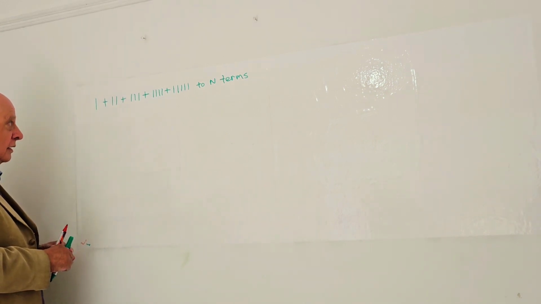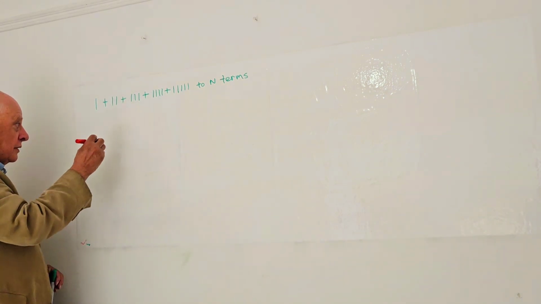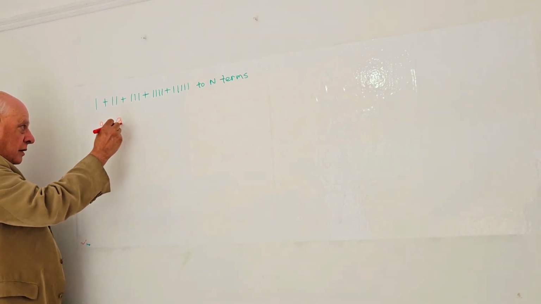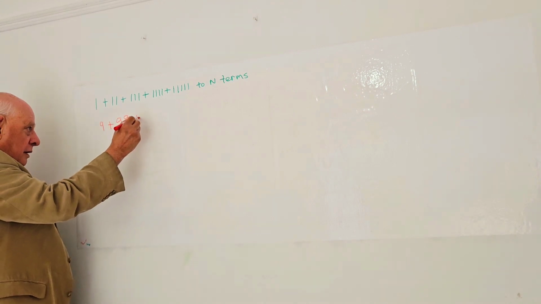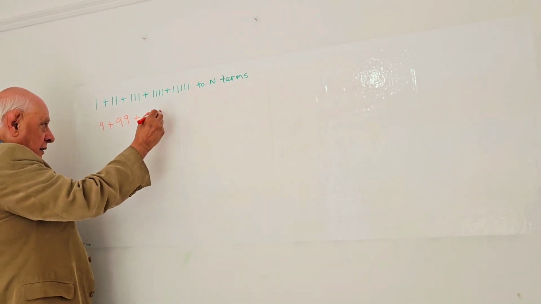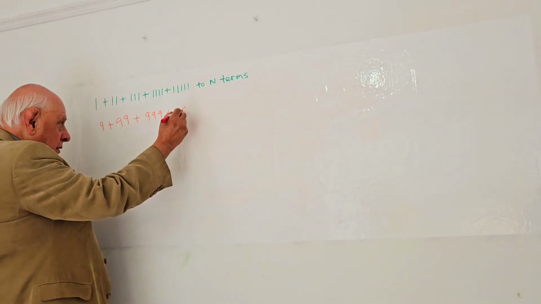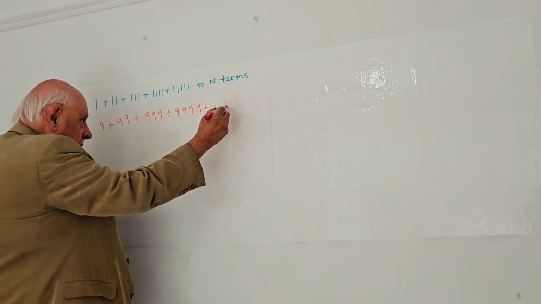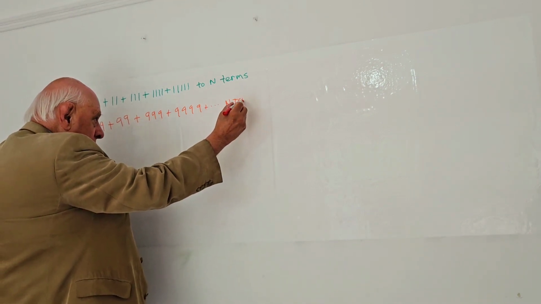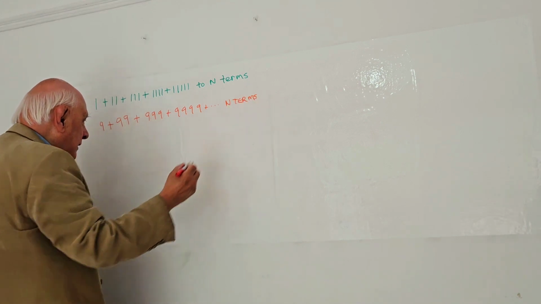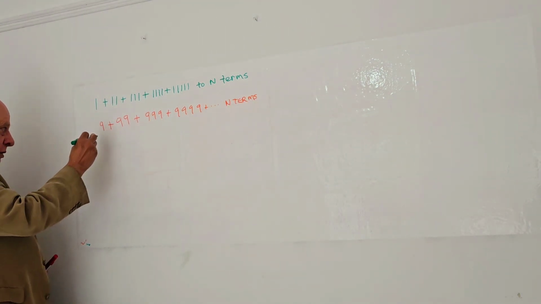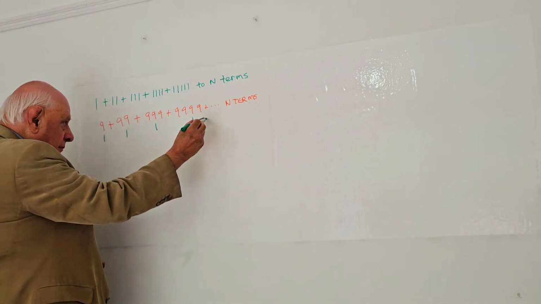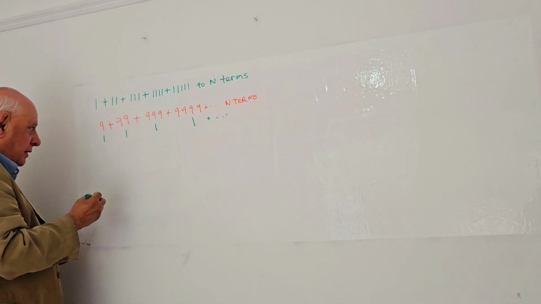So I'm going to write down, instead of the series we've got, the corresponding series, but with nines: 9 plus 99 plus 999 plus, and so on to n terms. Now this is where the magic is going to come in. What I'm going to do is add on ones underneath here, and then add those up.